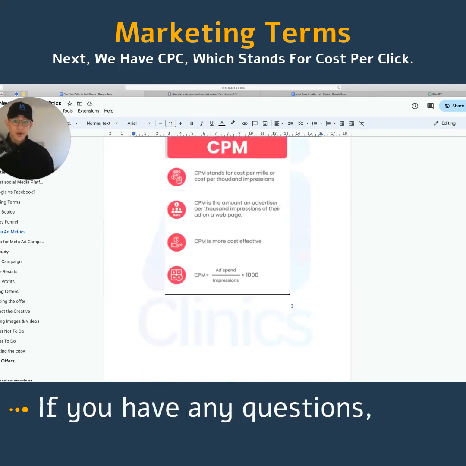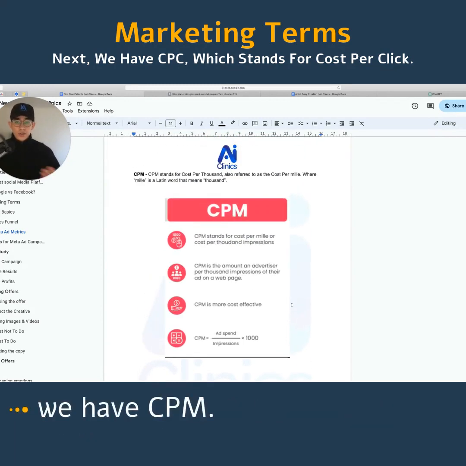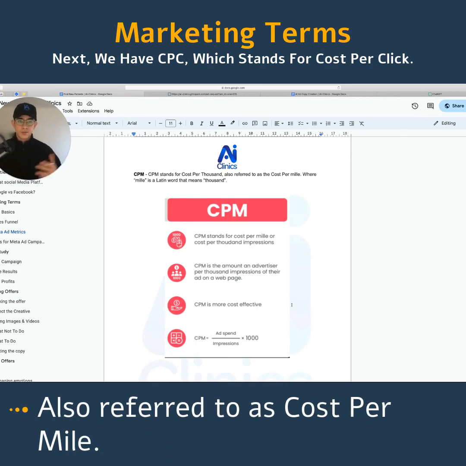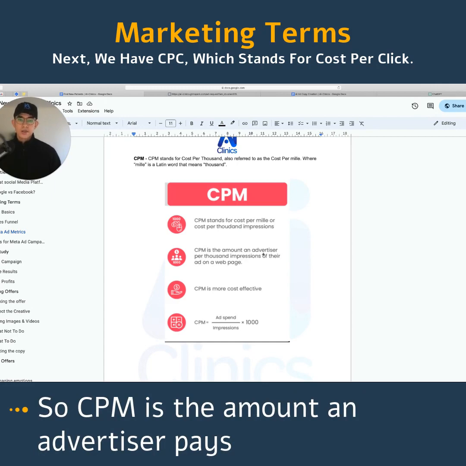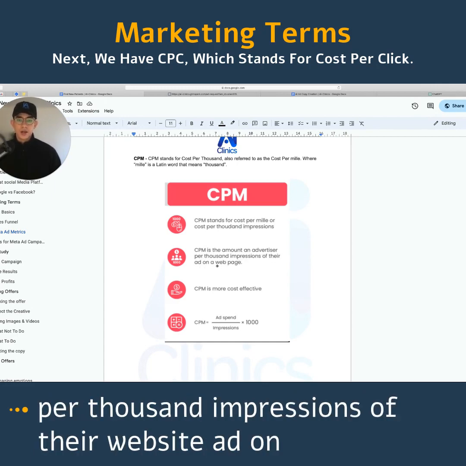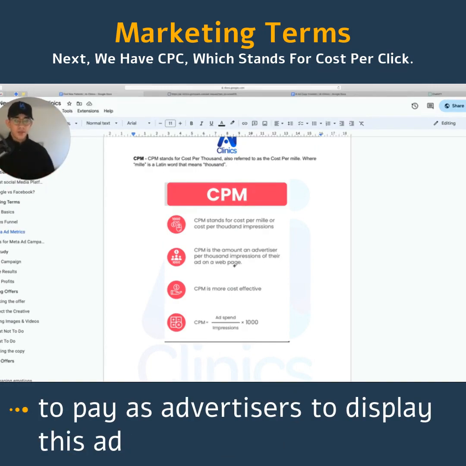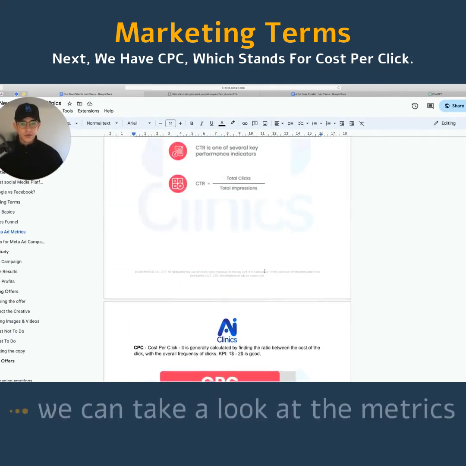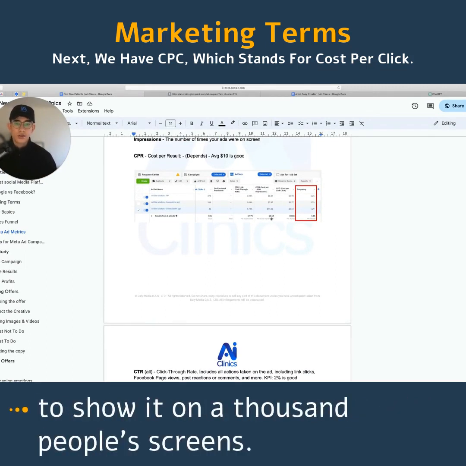If you have any questions, just please message the community and we'll do our best to answer any of those questions that you have. Next, we have CPM. So CPM stands for cost per thousand, also referred to as cost per mille, where mille is a Latin word that means thousand. So CPM is the amount an advertiser pays per 1,000 impressions of their ad on a web page. So this is essentially how much we have to pay as advertisers to display this ad on 1,000 people's screens. And if we scroll up, we can take a look at the metrics over here. It costs around, on average, $8.54 to show it onto 1,000 people's screens.